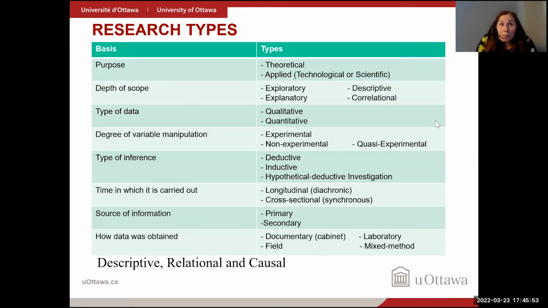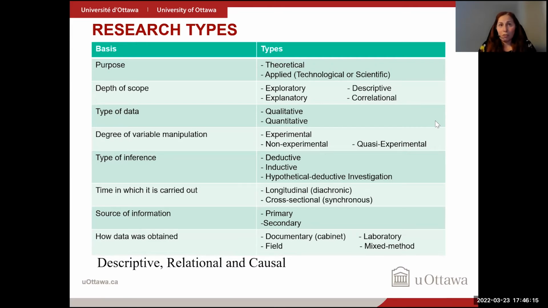So what are the different types of research and research questions? I mean, there are a gazillion types, but I find it easier, to make life easier for you, that you can divide them according to the basis. So I find the first category of research is identified according to its purpose. So it can be theoretical or applied.